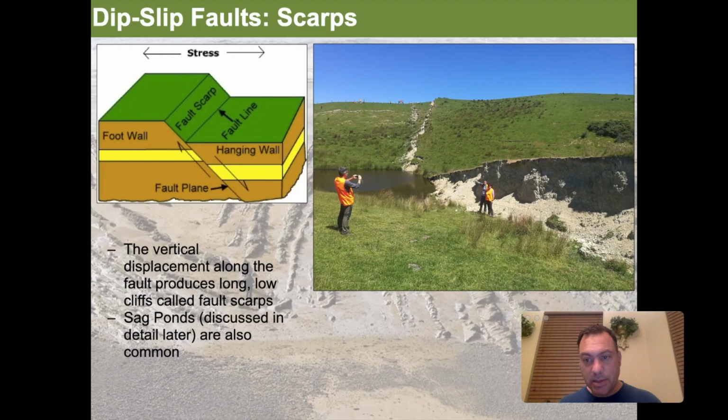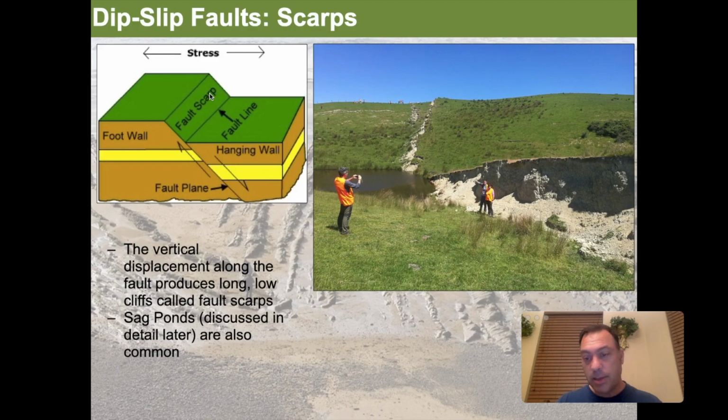All right, so let's talk about dip-slip faults in terms of the way that they look and they move. So here we have a great diagram. This is another dip-slip fault. The hanging wall in this case is moving down. The footwall relative to the hanging wall is moving up, right? So there's sliding in this direction. So what we see here is the vertical displacement along the fault produces long, low cliffs called fault scarps. So the scarp is right here, right? So this surface here was matched up with this surface, and it creates a fault scarp after the earthquake happens or after the motion on the fault happens.